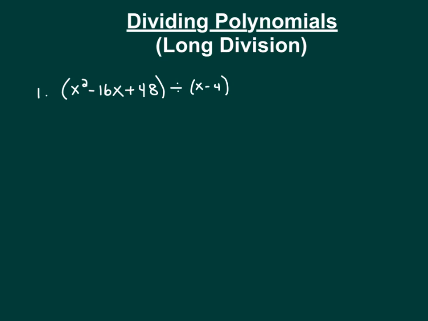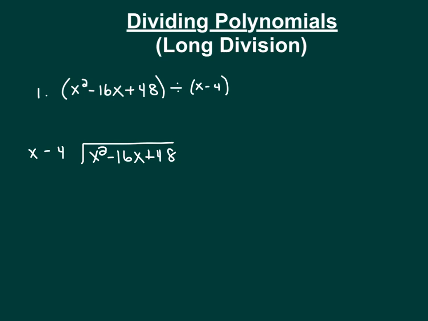Okay, so what we're going to be doing here is dividing polynomials by a method called long division. We're going to take the x squared minus 16x plus 48 and put that underneath a division bar. And then we're going to take whatever we're dividing by, so the x minus 4, and place that outside our division bar.